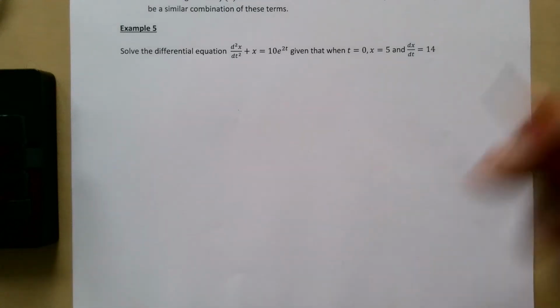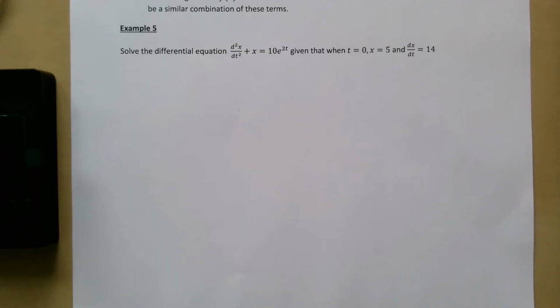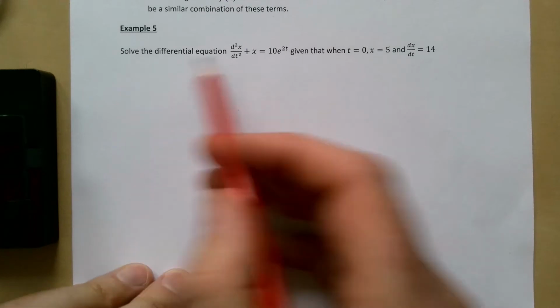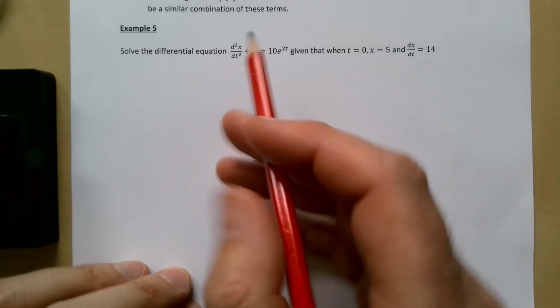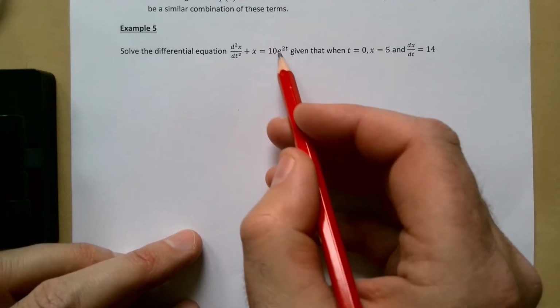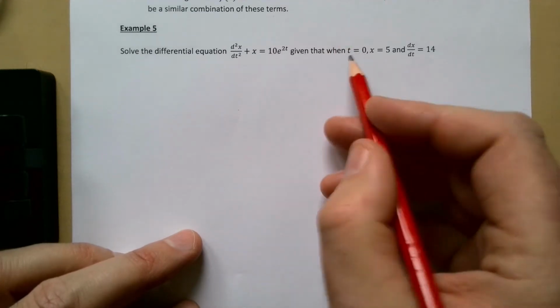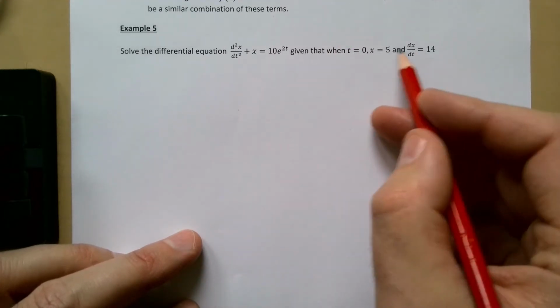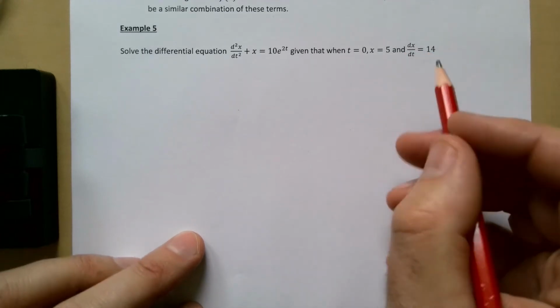Okay, this is A2 Further notes, and we're on chapter 6, differential equations, and we're towards the end of that, just going through a few examples at the end. So we're asked to solve this second order differential equation here, d2x by dt squared plus x equals 10e to the 2t, given that when t equals 0, x equals 5, and dx by dt equals 14.